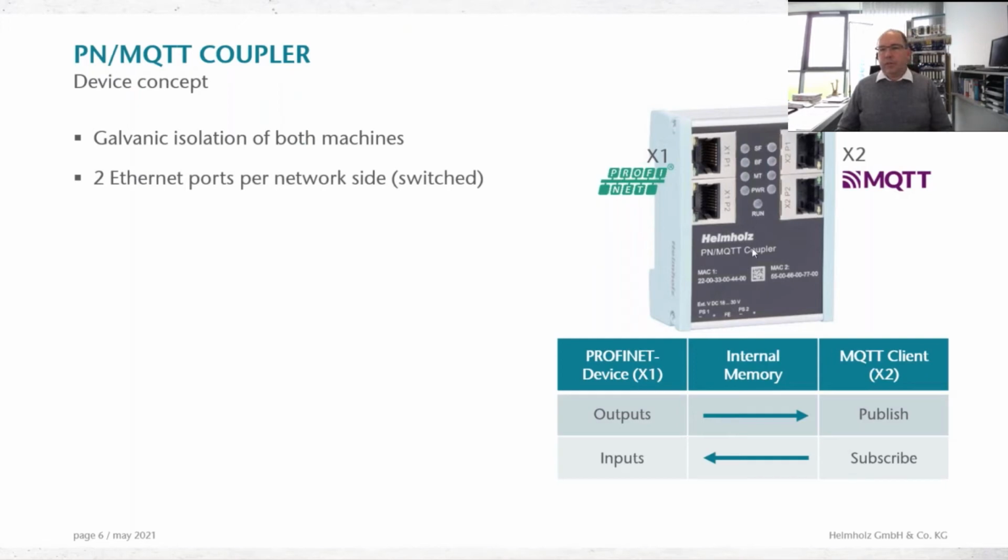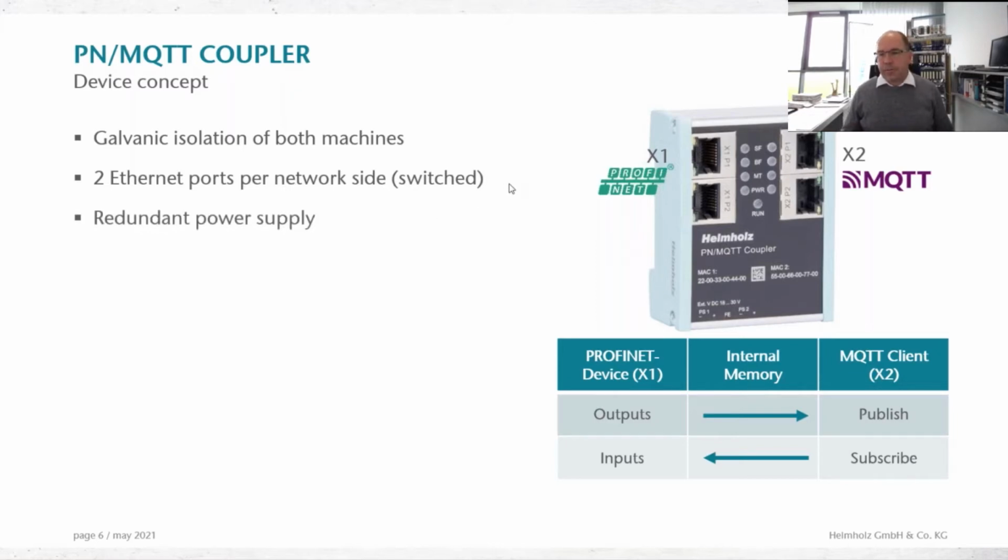On each side you have two ports. PROFINET is usually used with two ports, one port in, one port out to the next device, so it's internally switched. And also on the right side for MQTT, you have two ports. Both ports have the same functionality. They are switched, so you have a small switch inside this device.